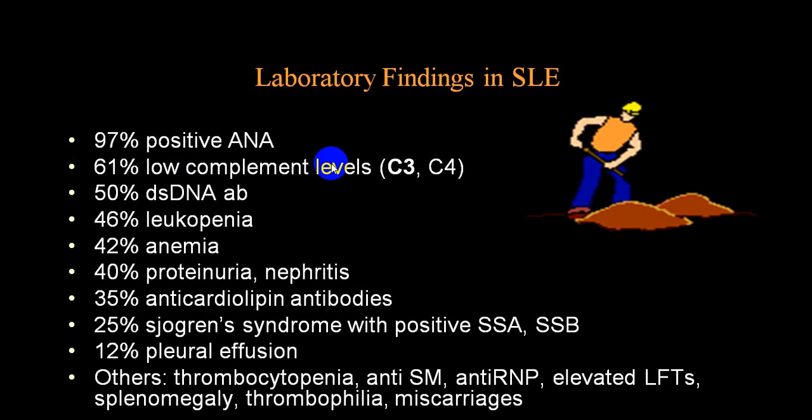This we have already mentioned in previous slides: in 95 to 98% of the people ANA will be positive, complement level will be low, DNA antibody will be positive, leukopenia, anemia, proteinuria. In Sjogren syndrome, you can have SSA antibody, SSB antibody positive. You will have thrombocytopenia, anti-Smith antibody. Liver function test may be abnormal. You can have thrombophilia, splenomegaly, etc.